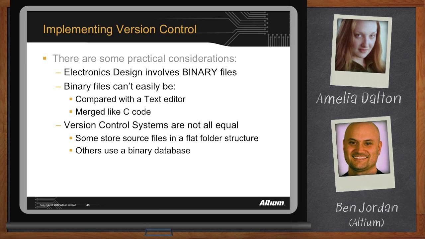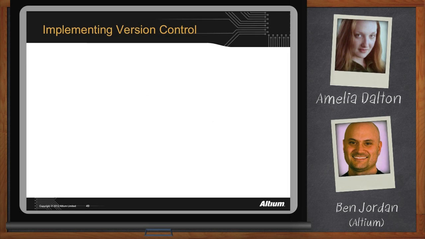Some others use a binary database, and you can basically put anything into them, and the structure is all based on database relational objects and tables. And some version control systems don't have all the features or functions or address all the needs that I've mentioned in this presentation. For example, branching and tagging may be a manual process with some certain version control systems. But the most important thing is your electronics design tool or ECAD tool must have powerful comparison and merging capabilities.